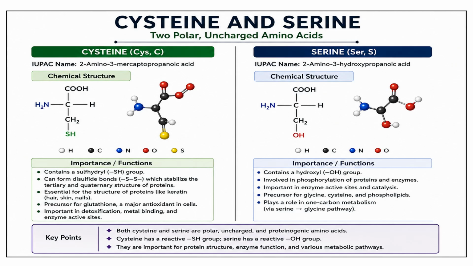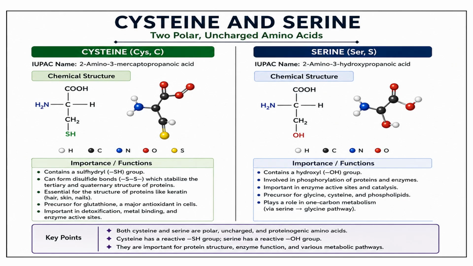Cysteine is also an important component of glutathione, a major cellular antioxidant, and can participate in enzyme catalysis and metal binding. Serine contains a hydroxyl OH group with the structure HOOC-CHNH2-CH2OH. The hydroxyl group can form hydrogen bonds and participate in biochemical reactions.